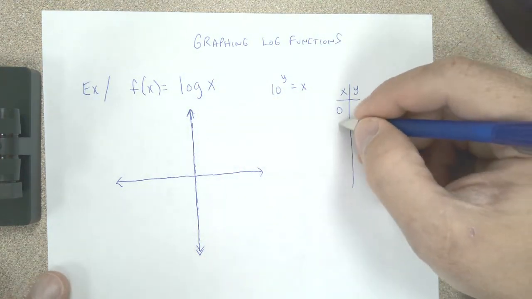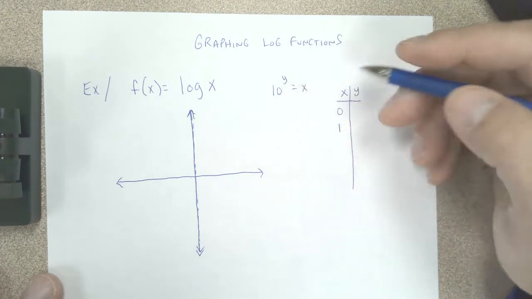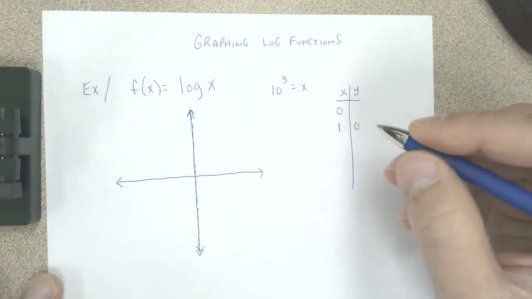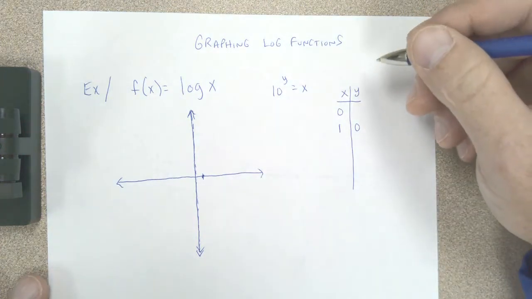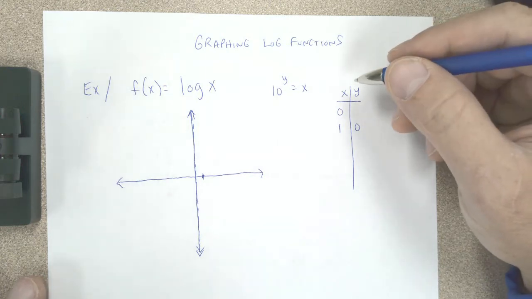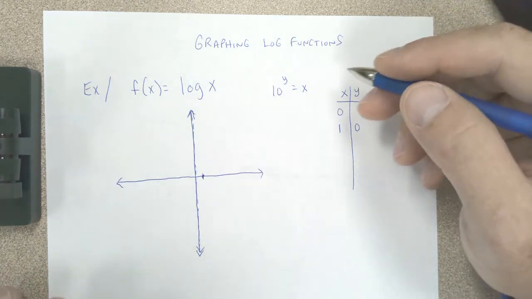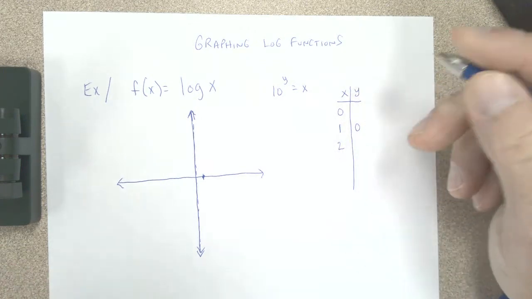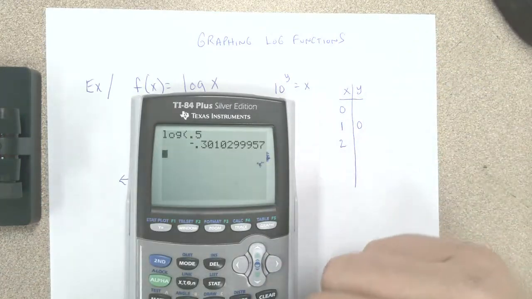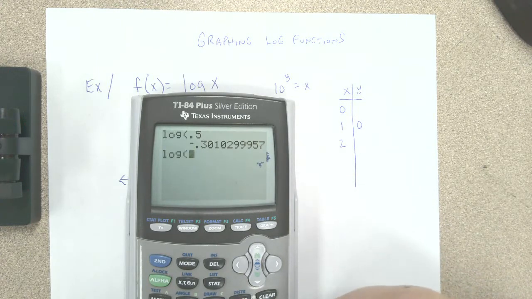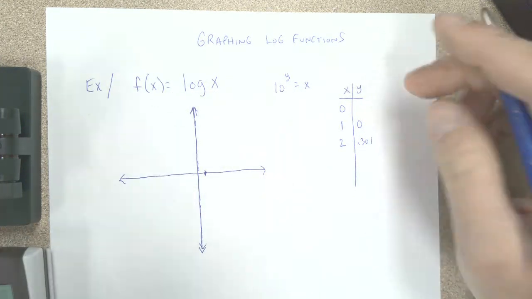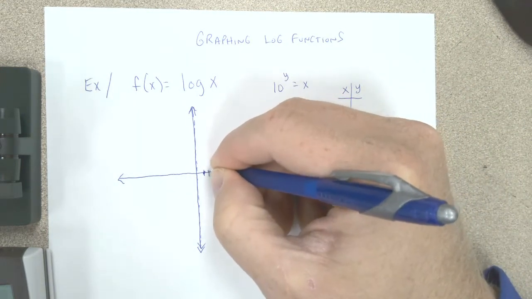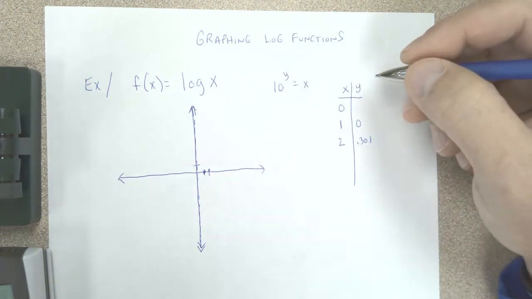So if I put in 1, we know that anything to the 0 power is 1. So that would be 1, 0. That's a point on my graph. If you put in values here, let's just pick some values. Let's say we put in 2. And again, if we go to our calculator, the log of 2, and hit enter, we're at 0.301. So if I go over 2, I'm up just about 0.301.